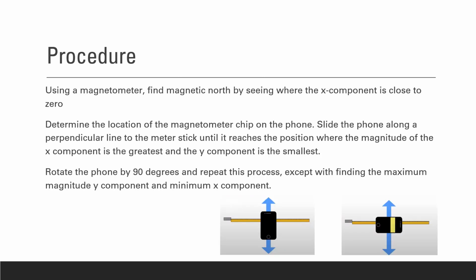So in this procedure, we used the magnetometer to find magnetic north by seeing where the x component was close to 0. Then we found the location of the magnetometer chip on the phone by sliding the phone along a perpendicular line to the meter stick until it reached the position where the magnitude of the x component was the greatest and the y component was the smallest. Then the phone was rotated by 90 degrees, and this process was repeated, except the maximum y component magnitude was found and the minimum x component magnitude was found.